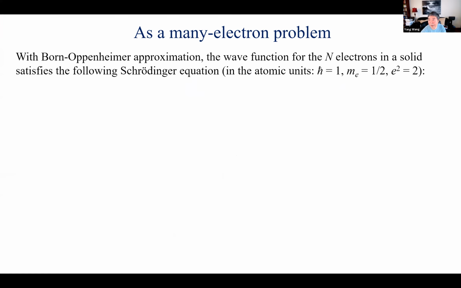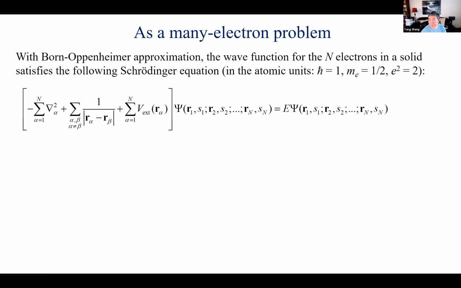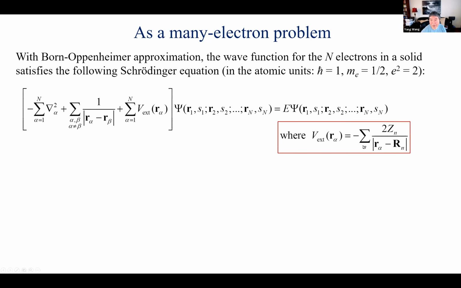The wave functions for the electrons satisfy this many-body Schrödinger equation. That's all, we all know that. There's an electron-electron interaction term, and the electrons move in an external potential from the ions. We use atomic units, where h bar is 1, the mass of the electron is 1/2, and e squared is 2. So remember, 2 will appear somewhere down the road. It's because of e squared. Just keep that in mind. The external potential is given by this, where the 2 here is purely because of e squared.